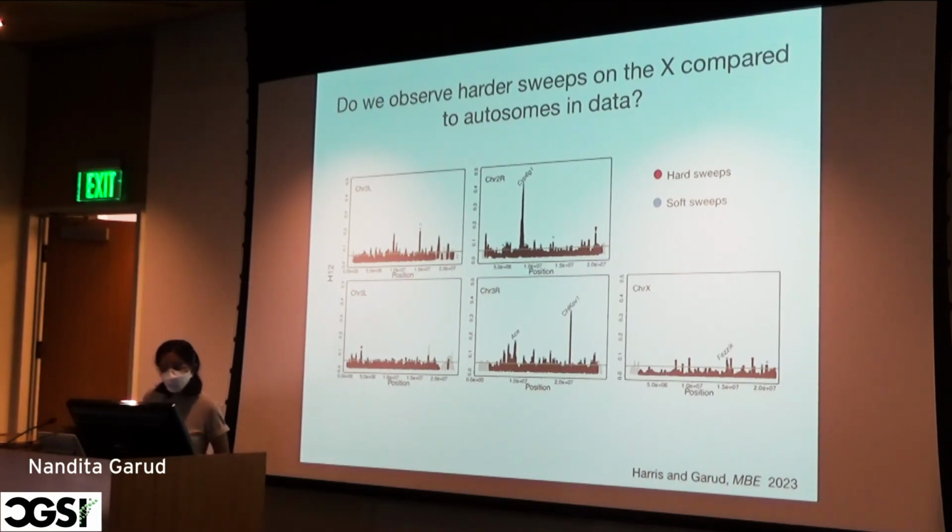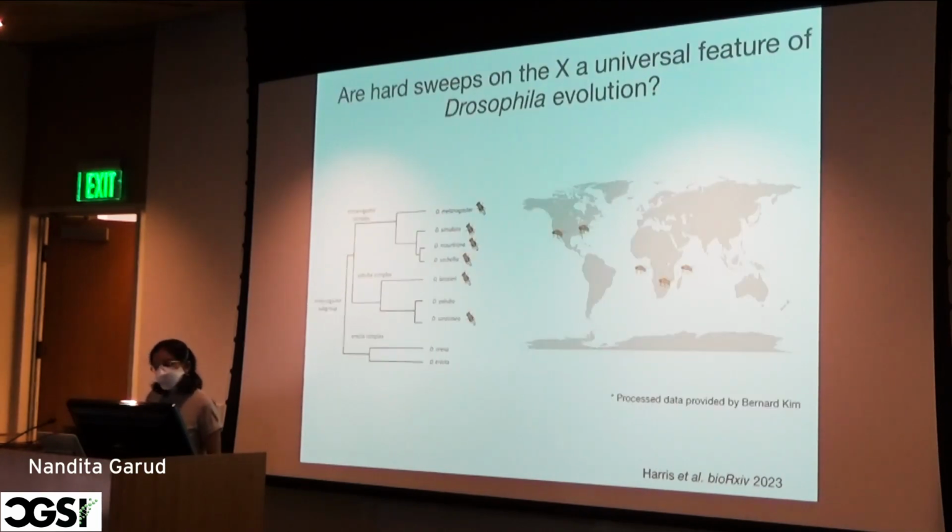I can see I'm running out of time and I want to take questions, so I'm just going to briefly touch on her second paper, where she asks, are hard sweeps on the X a universal feature of Drosophila evolution? And she looks into this in 6 Drosophila species, and finding the generalizability of this phenomenon across species, it's important to know that this is not an idiosyncratic feature of Drosophila melanogaster evolution or its demography, but rather is something generic to evolution in eukaryotic organisms.